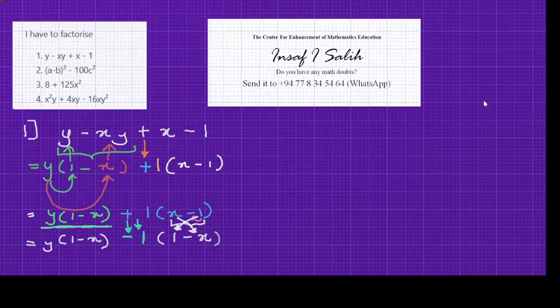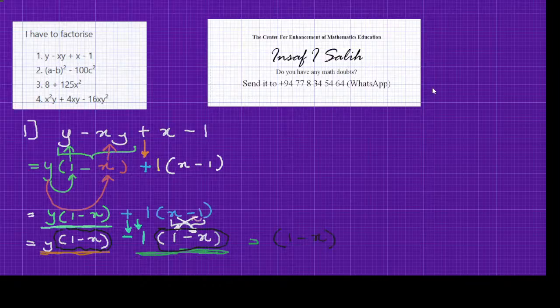Alright, now let's compare the two terms. We have y times 1 minus x, and we have -1 times 1 minus x. What's the common factor? We see that 1 minus x is there in both the terms. So that's a common factor. When there's a common factor, what do we do? We ask it to go out. So what would go out? 1 minus x would go out.